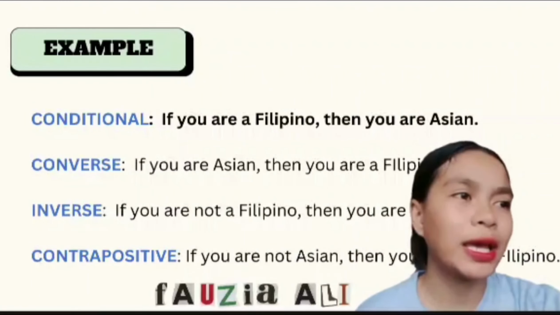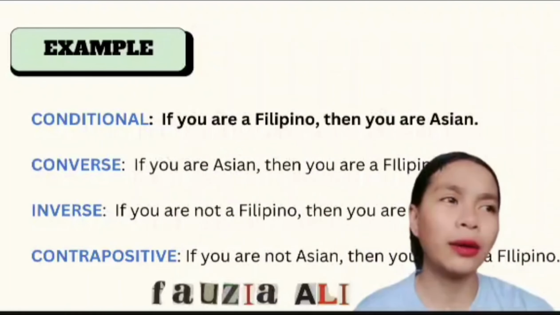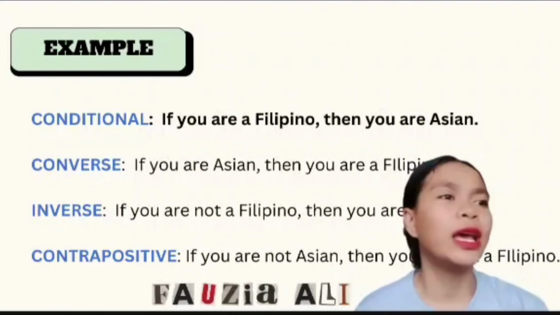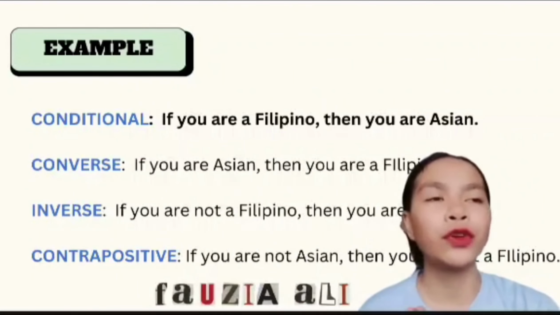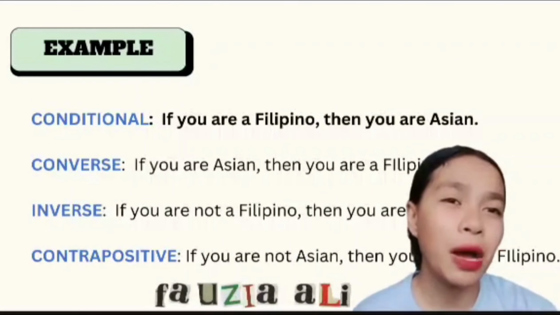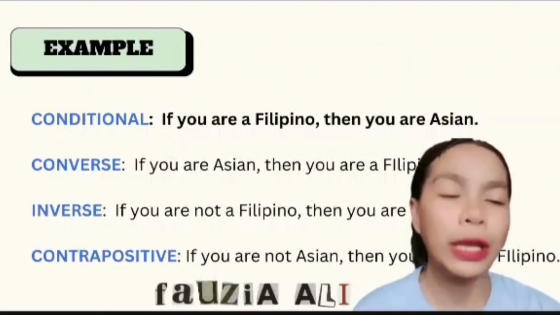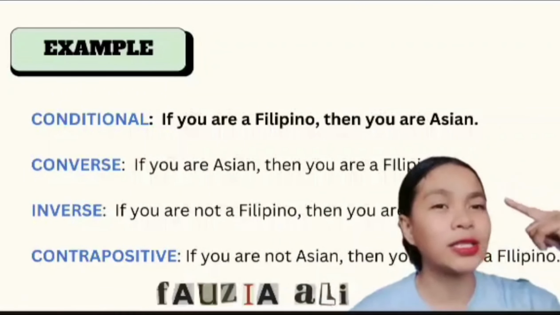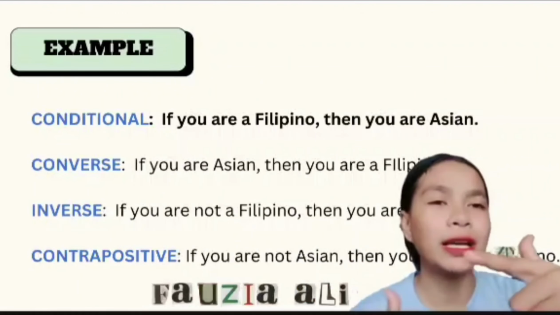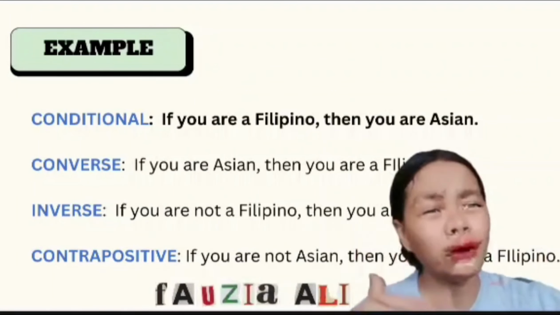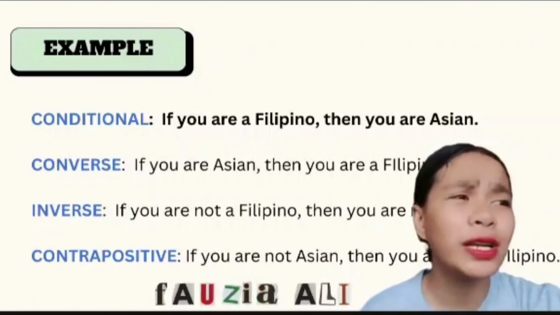Then the converse: the format is they are just swapped. They are reversed, converse. The format is if Q then P. For example, if you are an Asian, then you are a Filipino. Asian and Filipino are swapped from the conditional. They are just swapped, like they were conversed. And then next is inverse.